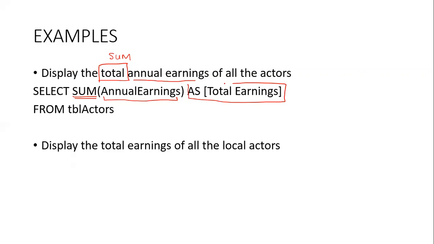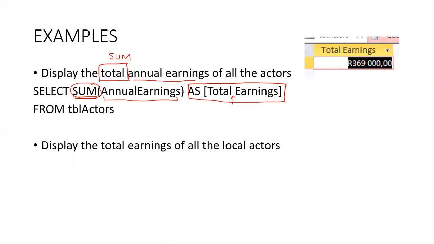This is our alias, from TBL actors. So we're renaming the heading. The heading is going to say total earnings. We're using square brackets, you will recall, because there is a space in our alias. But remember, the focus of this video is on the aggregate function. So it's select sum of the annual earnings, and it's going to return a single row. So the sum of all the annual earnings for all the actors is 369,000 rands.